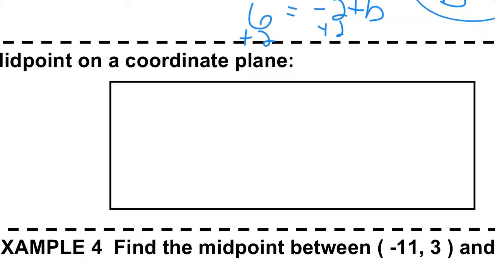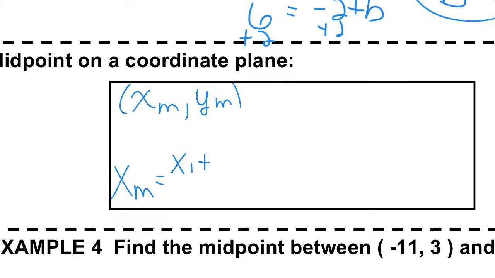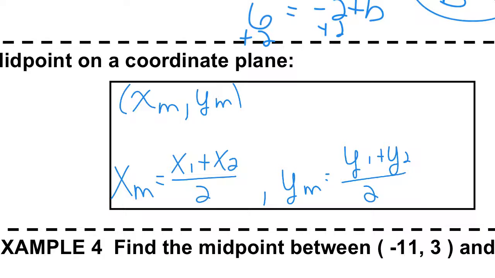Midpoint on a coordinate plane. We're going to name these. Remember, we had x1 and y1, x2, y2. We're going to say this is xm for the x value of the midpoint and ym for the y value of the midpoint. The formula is actually 2 formulas. You have to do it to both. To find xm, you're going to take your x's, add them together, and divide it by 2. Does not matter what order. Then to find your y, you're going to take your y's, add them together, and divide it by 2. Now, just so you know, this gives us the point xm, ym, so it will be in a point format.